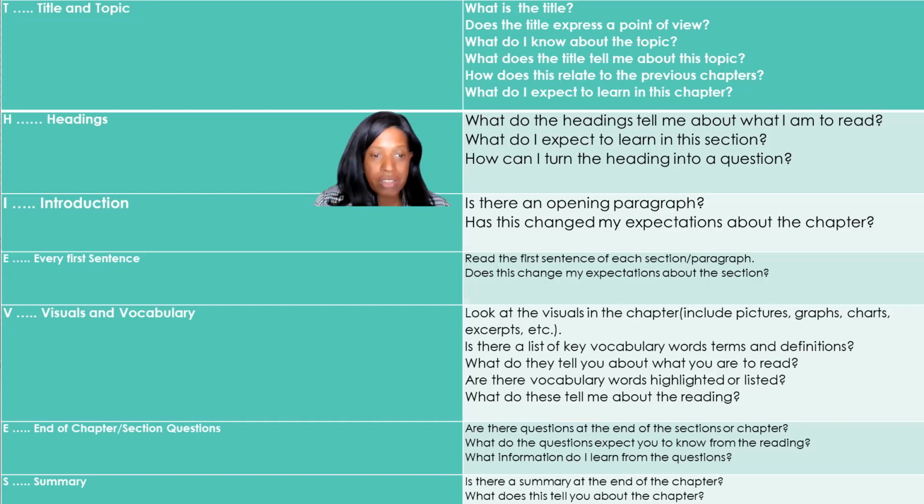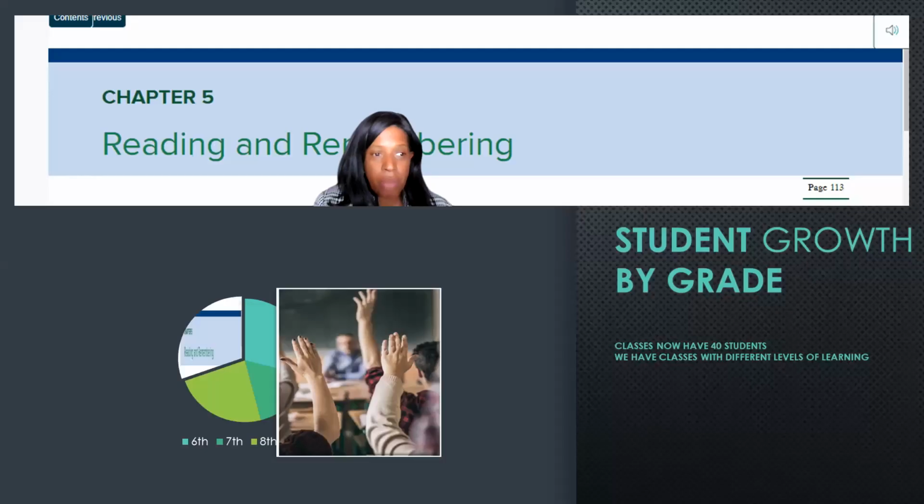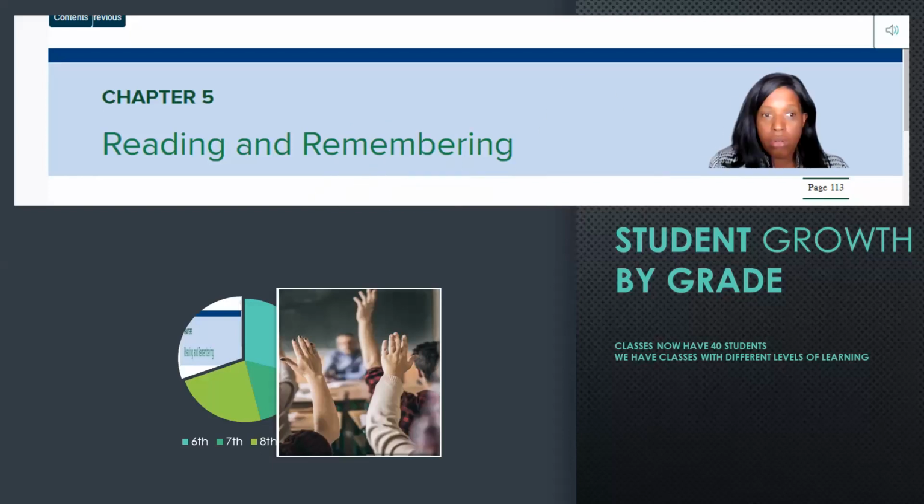So, my friends, we are looking at this chapter, reading and remembering. Do I want to read and remember while I'm in college? Do I want to read and remember while I'm in school? Absolutely. You want to read and remember. Because some of us have a way of reading, but when we read, we don't pre-read. And this is what this method is. It's actually a pre-read method to do what? Get your ideas flowing.